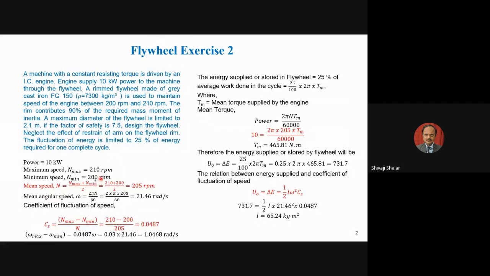So you can determine the mean speed of this operation here. Mean speed of the operation will be n max plus n minimum divided by 2. So 210 plus 200 divided by 2. So the average speed or mean speed is 205 rpm. So you can calculate angular speed. Mean angular speed omega is equal to 2 pi n by 60. So n here is 205. So 2 pi into 205 upon 60. So this comes to 21.46 radian per second.